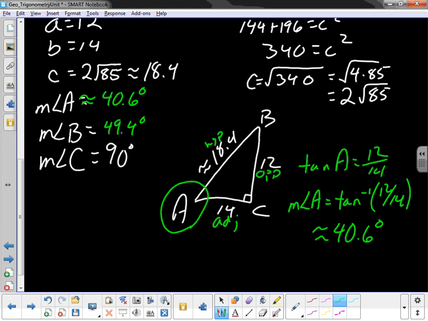So that is how you solve right triangles. You use Pythagorean theorem if you're given 2 sides, you can find the third one, or you use sine, cosine, or tangent, depending on which one you have, to figure out the angles. You got it now.